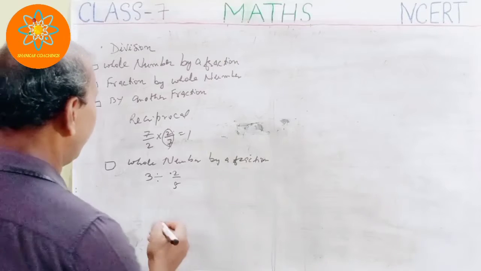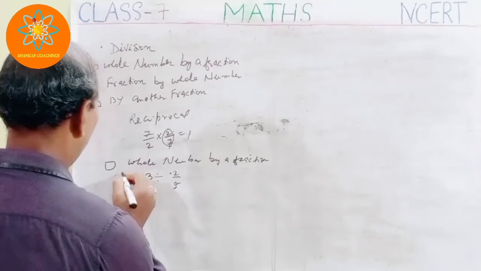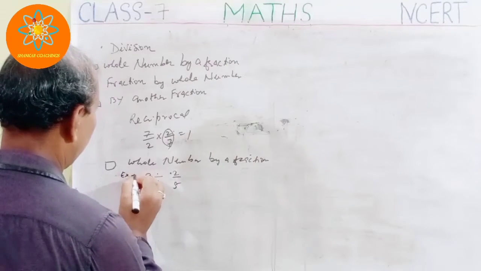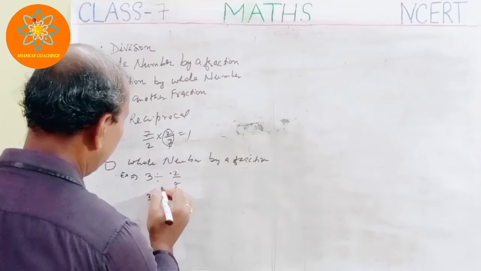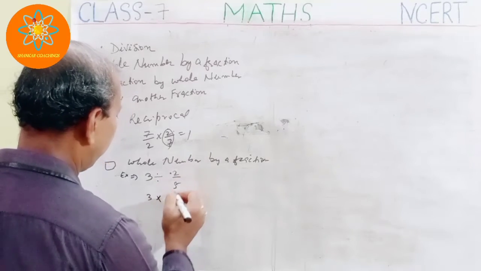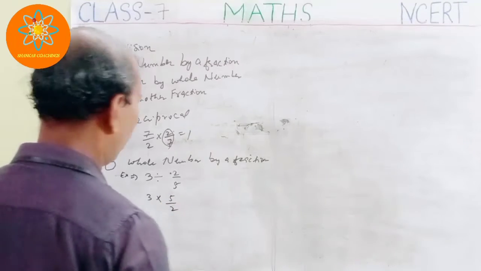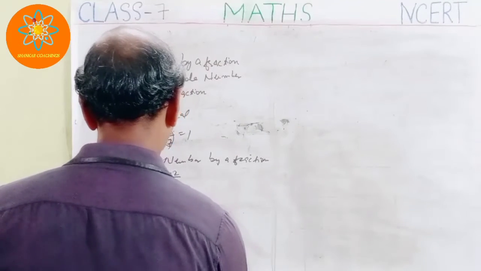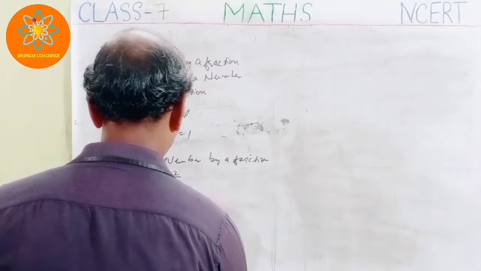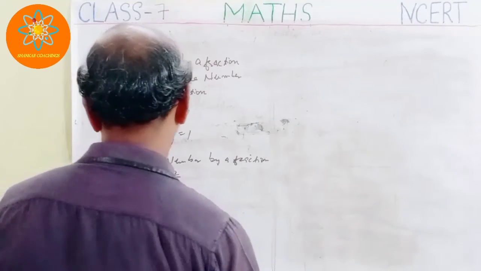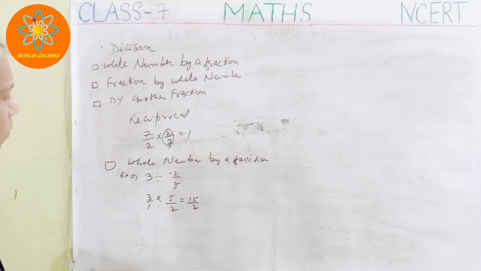So how much will it be? This is the exercise. So this is equal to how much? 3 multiplied by the reciprocal of this one. So 3 into 5 by 2. So that is equal to how much? 15 by 2. So this is the case of the division of a whole number by a fraction.